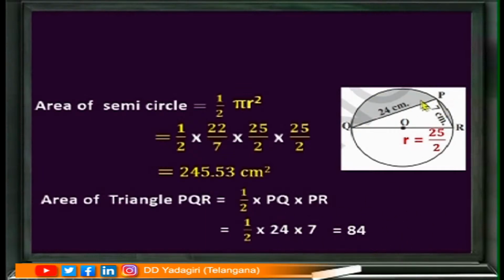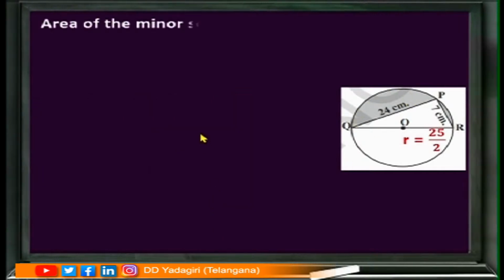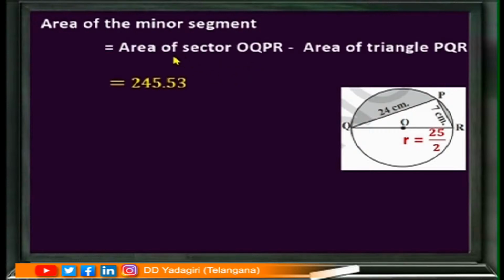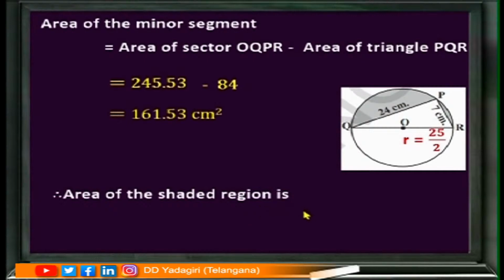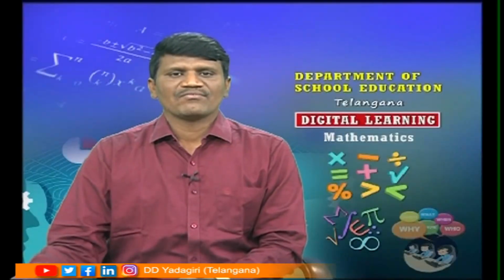Now, how to find the area of the minor segment? Area of minor segment is equal to area of sector OQPR minus area of triangle PQR. So, we got area of sector OQPR as 245.53 and area of triangle as 84. If you subtract 245.53 minus 84, you will get 161.53 centimeter square. Therefore, the area of the shaded region is 161.53 centimeter square. Now, let us see one more problem.